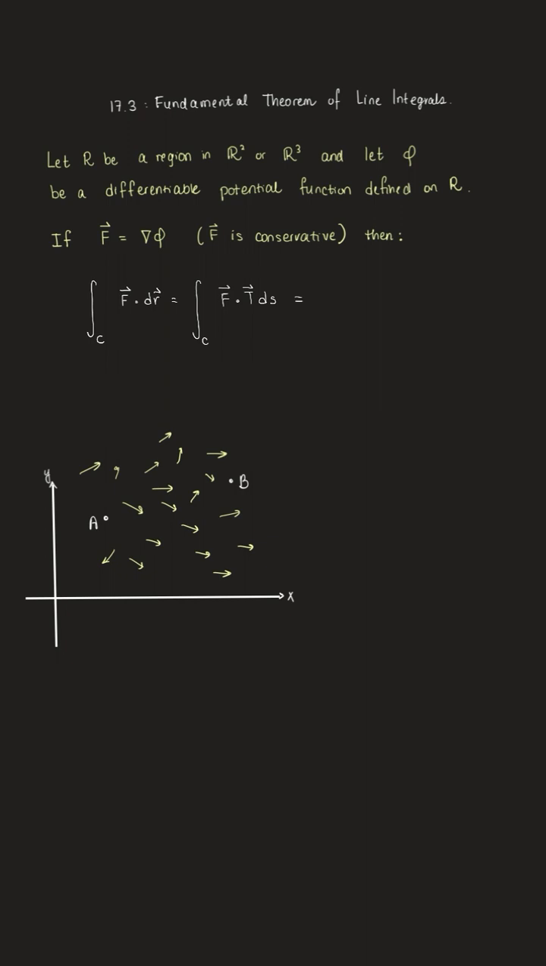And our theorem says, okay, no matter what curve I have here, we can just evaluate this by evaluating the potential function at B minus the potential function at A, for points A and B in our region R, and C is a smooth oriented curve from A to B.